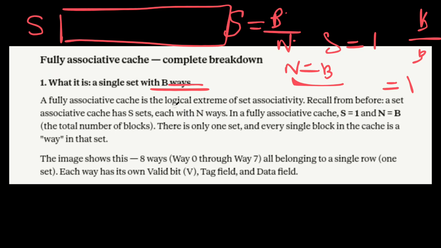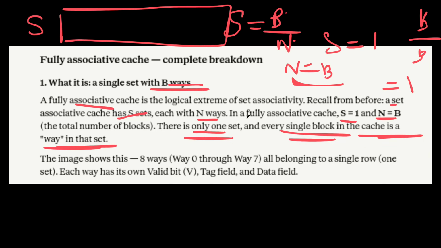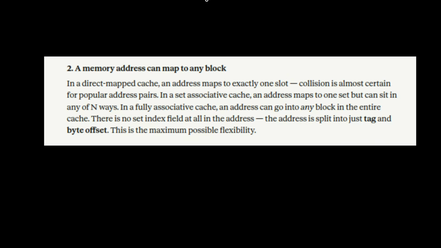A fully associative cache is a logical extreme of set associativity. Recall from before, a set associative cache has S sets and each set has n ways. So in fully associative there is only one set and the number of ways is b, the total number of blocks. Every single block in the cache is a way in that particular set. The image I showed you has 8 ways, way 0 to way 7, all belonging to a single row, each having a valid bit, tag bit and data bit. Understood?